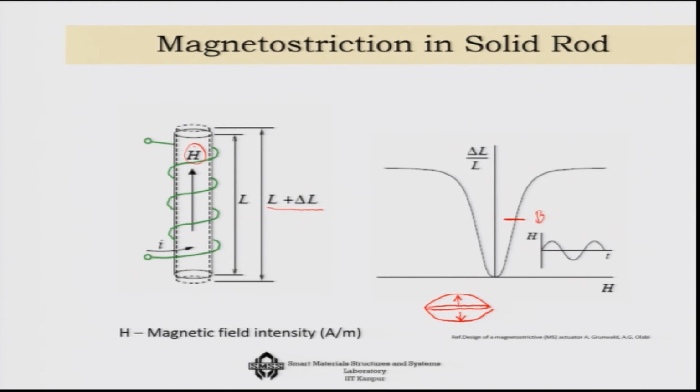So, this operates against a bias magnetic field, and only then, with the magnetic field value increasing or decreasing, you are either expanding or contracting in a relative sense. So, that is the trick that we use.